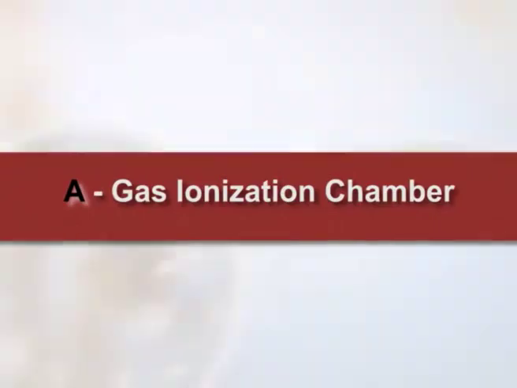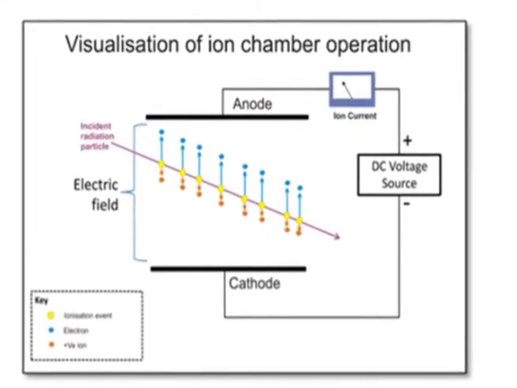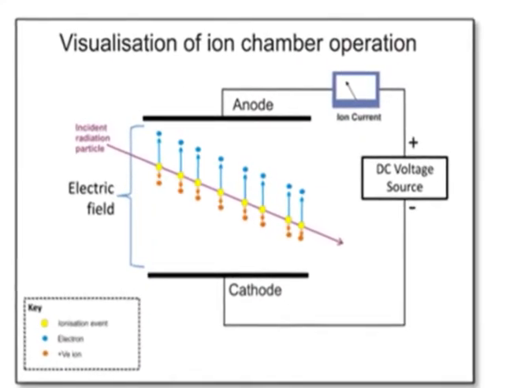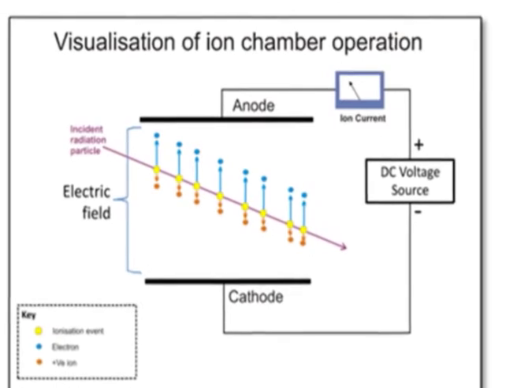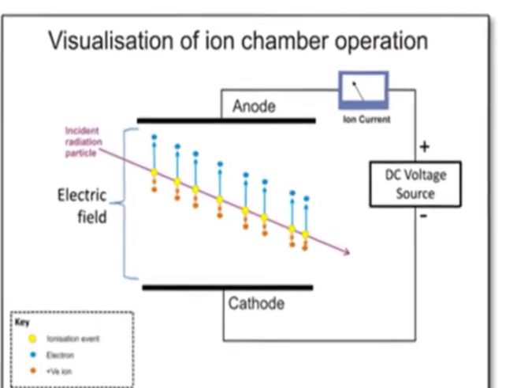First, gas ionization chamber. They use the ionization effect of radiation upon a gas-filled sensor. If particles have enough energy to ionize a gas atom or molecule, the resulting electrons and ions cause a current flow which can be measured.